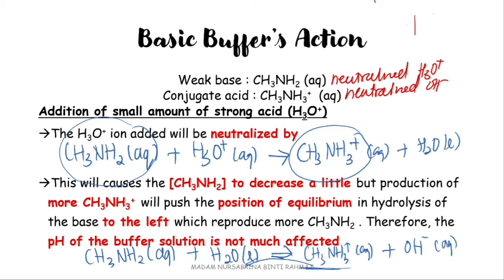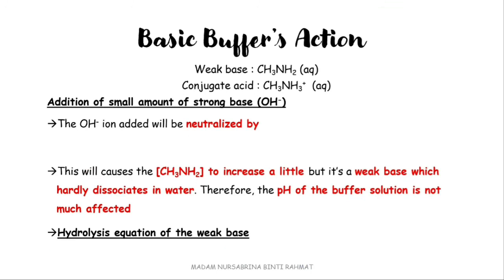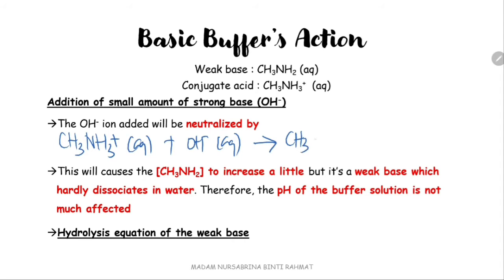So what happens when I add a strong base? My strong base will be neutralized by the conjugate acid that is present. So it's a complete reaction again. Since I use up my conjugate acid, I'm going to produce my weak base in the process, plus water as the final product. As you can see, we are producing more of our weak base and using up our conjugate acid, so the concentration of my weak base will increase.